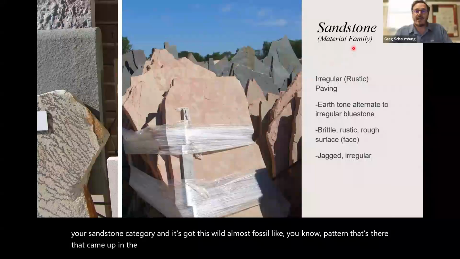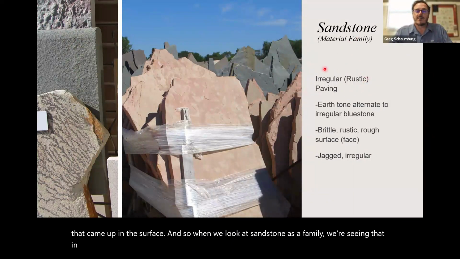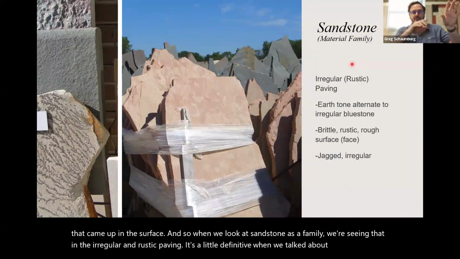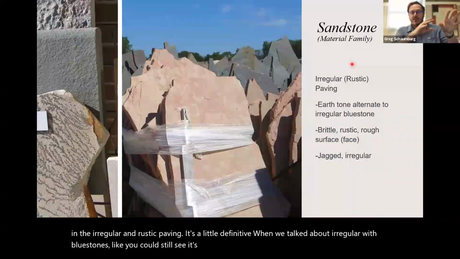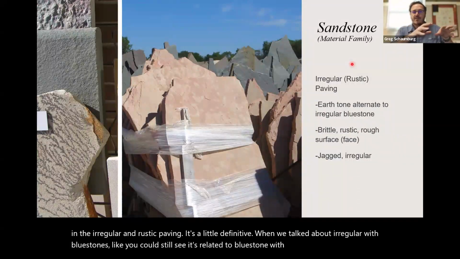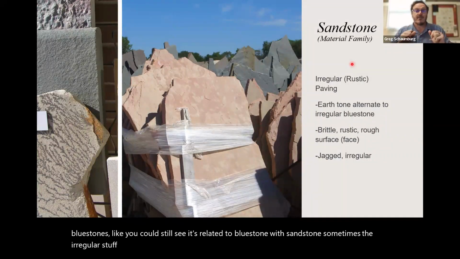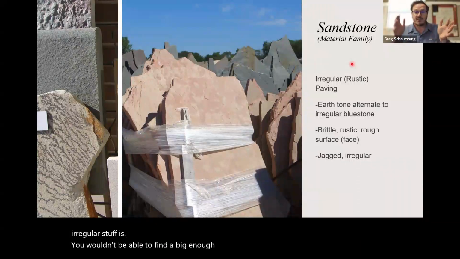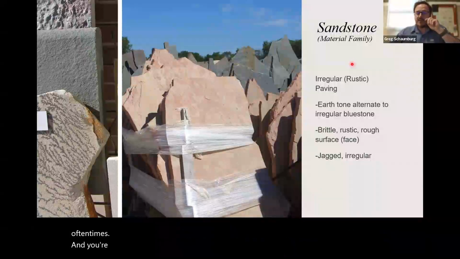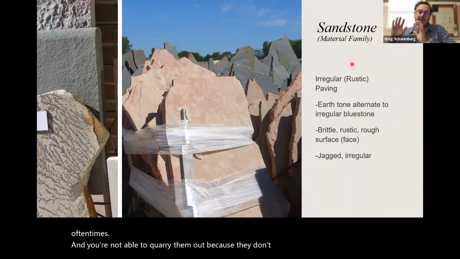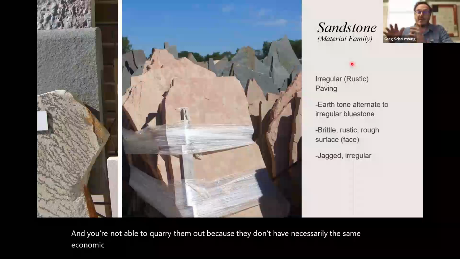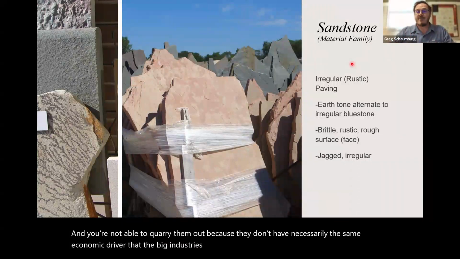And so when we look at sandstone as a family, we're seeing that in the irregular and rustic paving, it's a little definitive. When we talked about irregular with bluestone, you could still see it's related to bluestone. With sandstones, sometimes the irregular stuff is, you wouldn't be able to find a big enough piece because they're smaller, more brittle pieces oftentimes, and you're not able to quarry them out because they don't necessarily have the same economic driver that the big industries of limestone and bluestone have behind them.